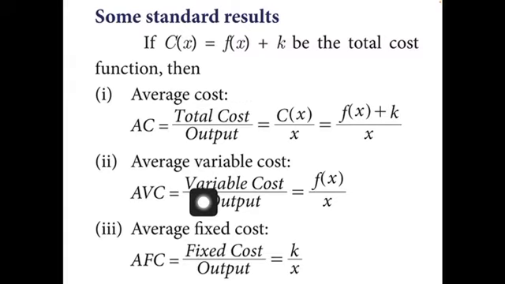Next, average variable cost. Variable cost is the function f of x. So, average variable cost is f of x divided by x. Average fixed cost. What is the fixed cost? It is k. So, to find average fixed cost, you have to divide it by x. So, k divided by x.